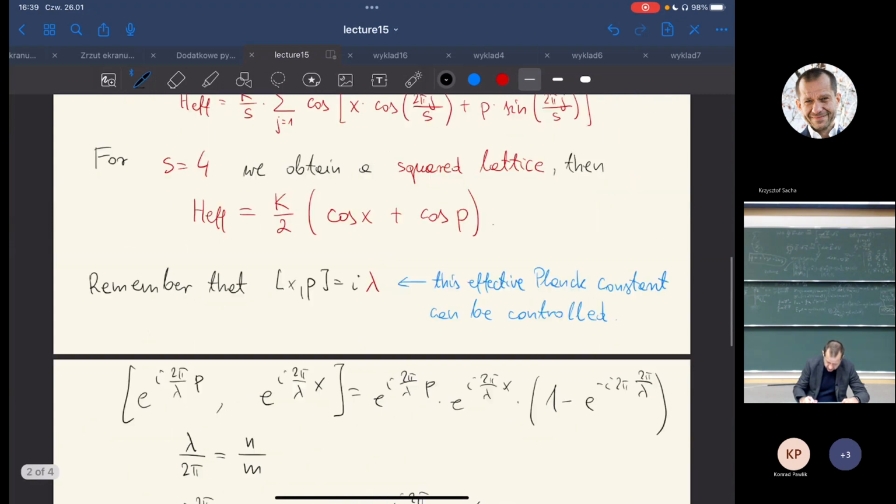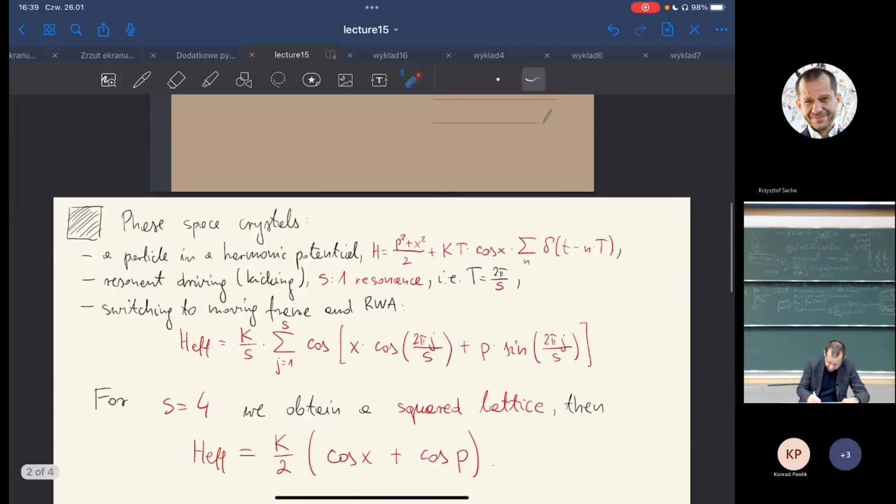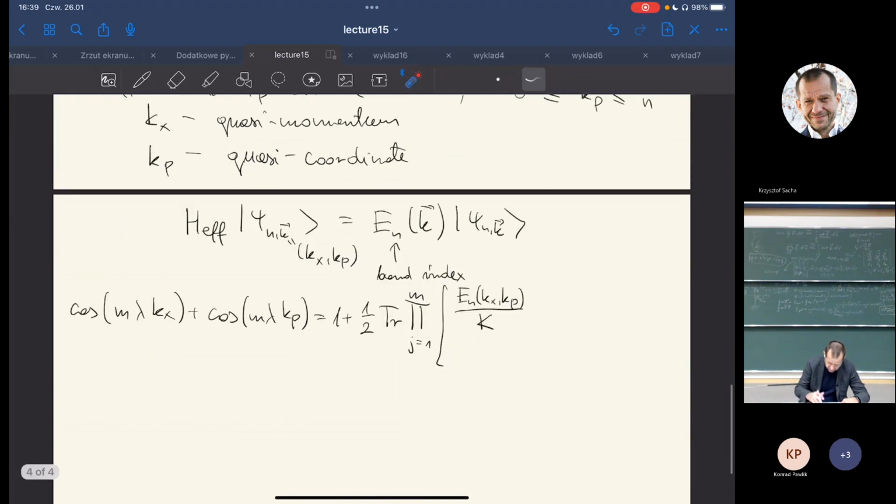Capital K corresponds to the strength of the kicking. Minus... so this is the equation for the eigenvalues of our eigenvalue problem, and actually that allows us to calculate different energy bands in the system.